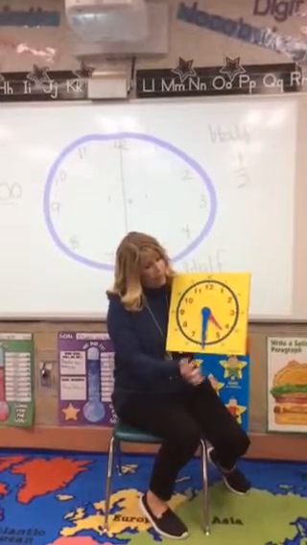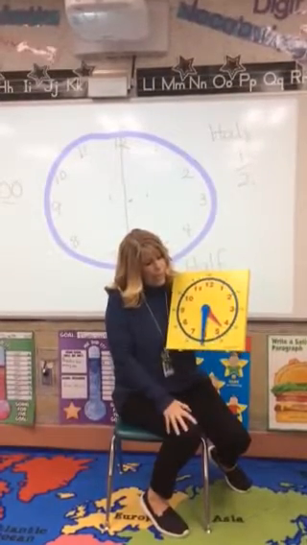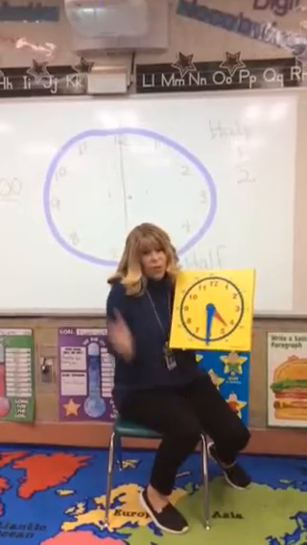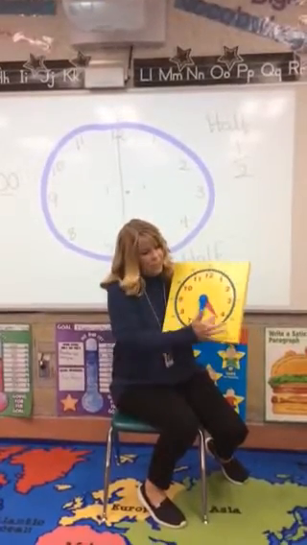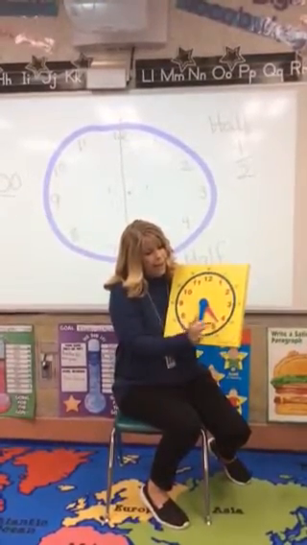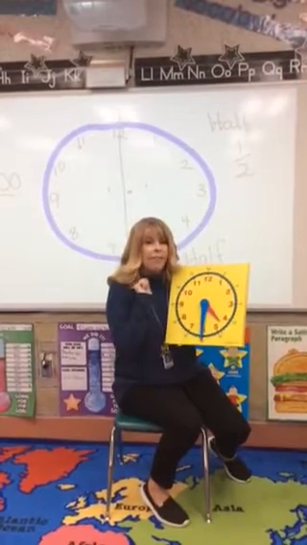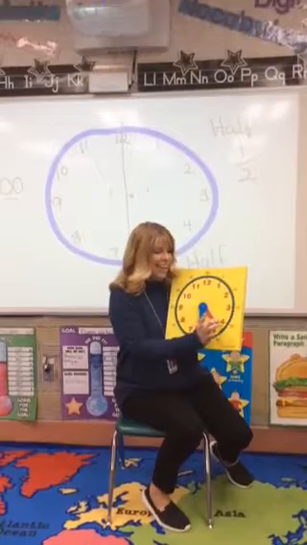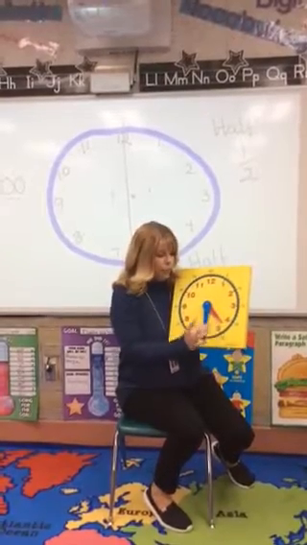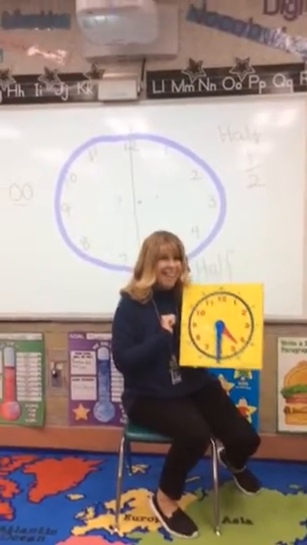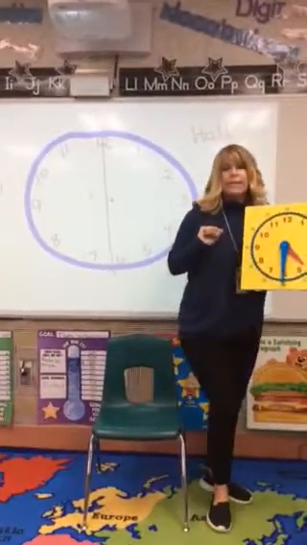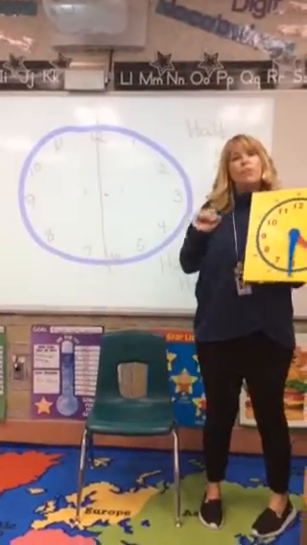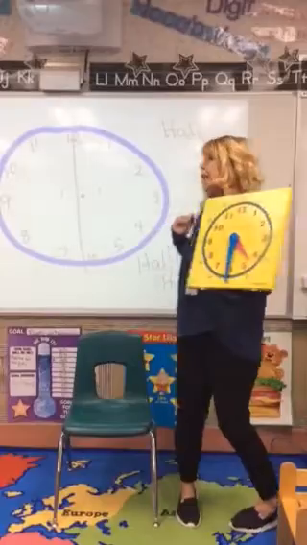Again, look at my hour hand. It's right in between. But is it 4:30 or is it 5:30? Whose hour zone is that? It's between the 4 and the 5, so we're always going to go to the hour that comes first, and that would be the 4. It's 4:30, and that's a half hour. In this page that we're doing, we're just going to be looking at half hours.